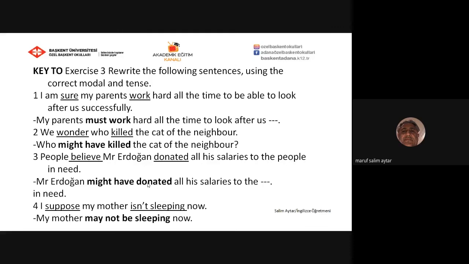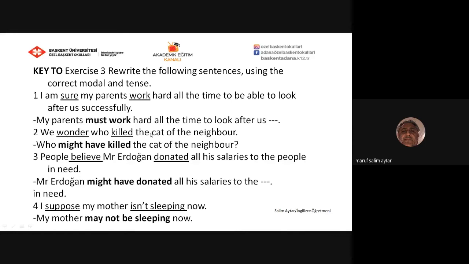Let's have a look at the key here. I'm sure my parents work hard all the time to be able to look after us successfully. My parents must work. Okay, mind you, this is a speculation. You're making a deduction. My parents must work hard all the time to look after us.